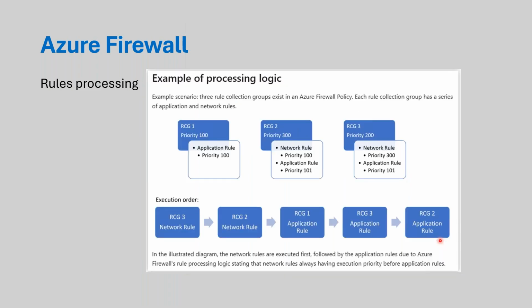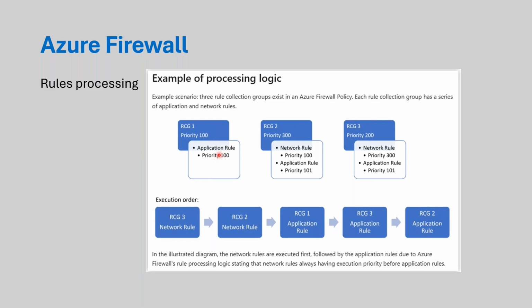I can start processing application rules. This group has the lowest priority, and it has an application rule, so that's next. Then RCG3, which has the 200, has an application rule, so that processes here. And then RCG2 has that priority, and then it processes here. So it's by groups, collections, rules, each has its priority.